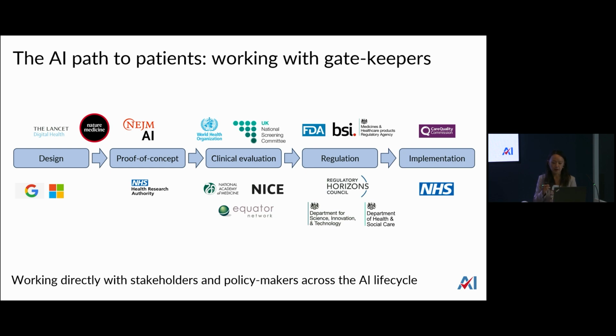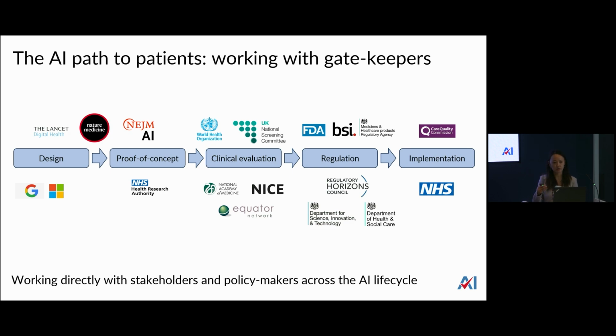So in terms of how my group works, we try and look across this entire innovation pipeline, from a proof of concept to solve a clinical problem, through to the clinical evaluation and validation to show that this thing works, getting regulatory approval, and through to implementation and thereafter. So really, it's a kind of a cycle towards the end of this pathway. And we try and work with all the stakeholders along that chain, because each of them has a role to play in terms of gatekeeping.